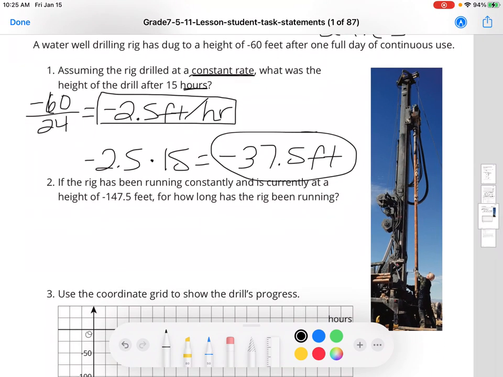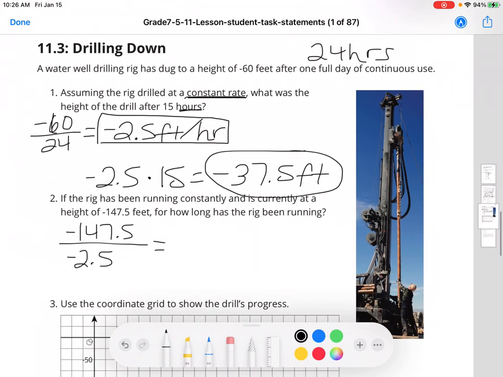Number 2, if the rig had been running constantly and is currently at a height of negative 147.5 feet, how long has the rig been running? So I have my constant of proportionality. I know my height is negative 147.5, and I know it covered negative 2.5 feet each hour. So when I divide these, it's going to tell me how many hours it had been running, which would be 59 hours.